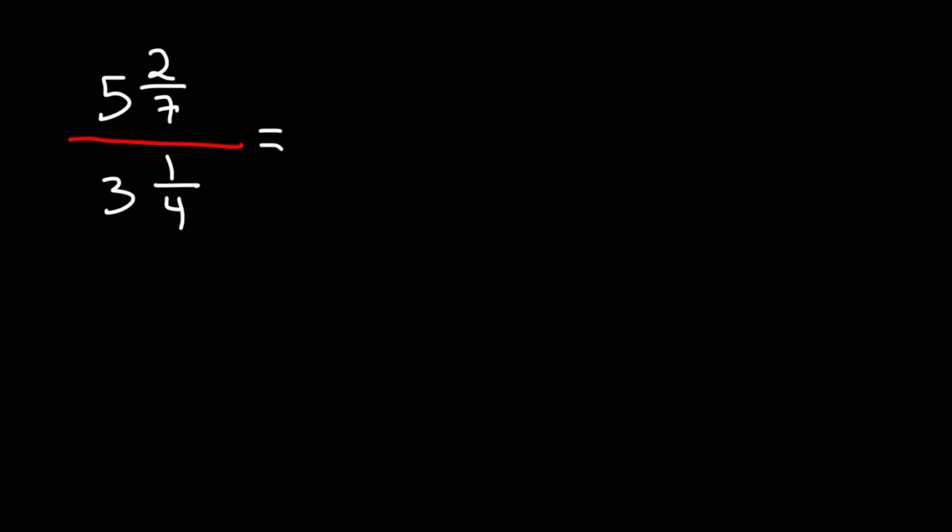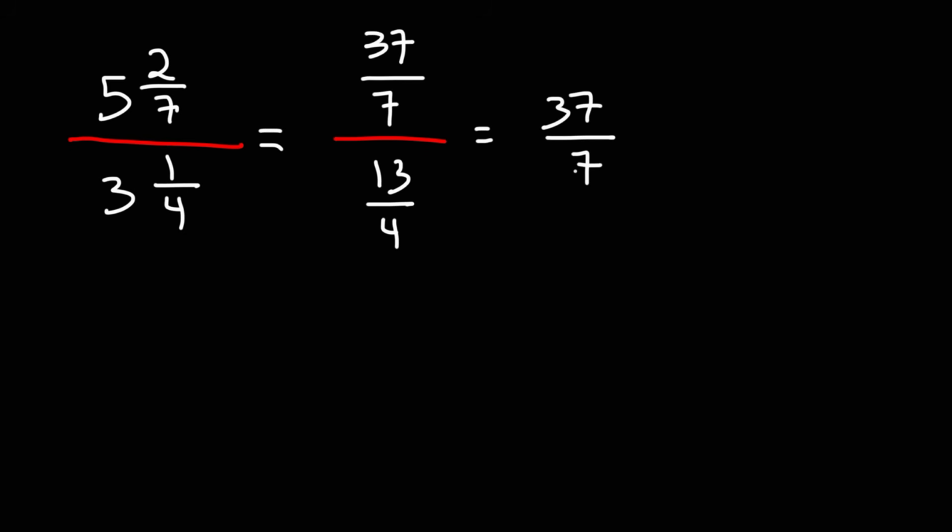What I recommend doing is converting each mixed number into an improper fraction. So let's write the denominator first, and then we have 5 times 7, which is 35, plus 2. So this is 37 over 7. For the next one, let's begin by writing the denominator 4, and then it's 4 times 3, which is 12, plus 1, that's 13. So we're dividing these two improper fractions.